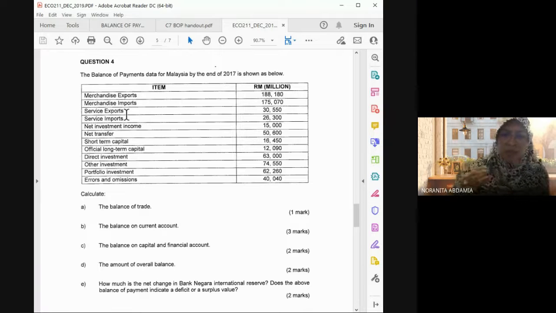And then the third sub account, which is primary income. Primary income here is net investment income. Only one, no need to calculate. So just take it there, and primary income equals 15,000. That's it. And fourth, net transfer or current transfer. So current transfer equals 50,600. That's it, no need to calculate, because there are no more items here, only one. So you just state it, one by one you state. No need to calculate, you just state.